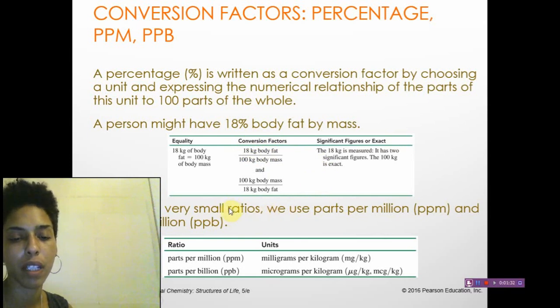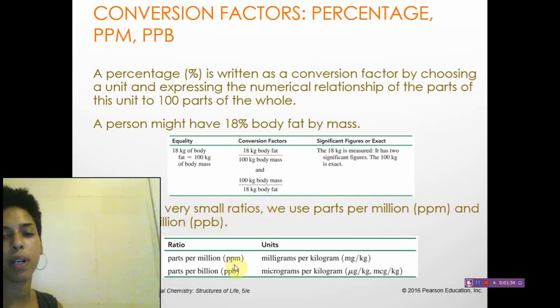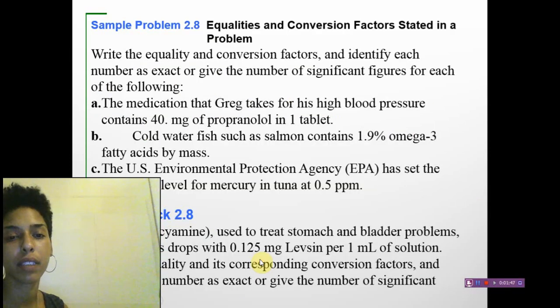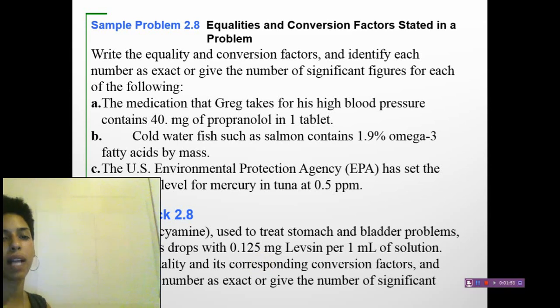Parts per billion and parts per million. You have a certain number over, if it's parts per million, 1 times 10 to the 6, or over 1 times 10 to the 9. So let's take a look at some examples of writing conversion factors from equalities.